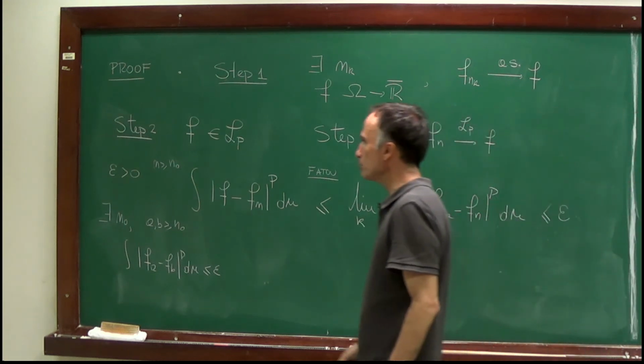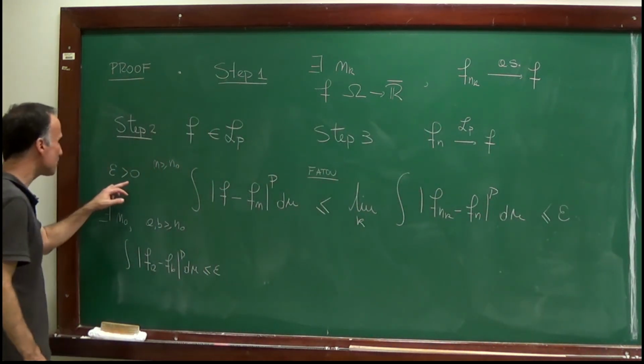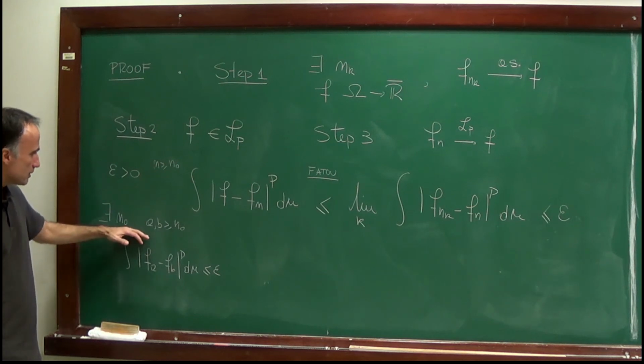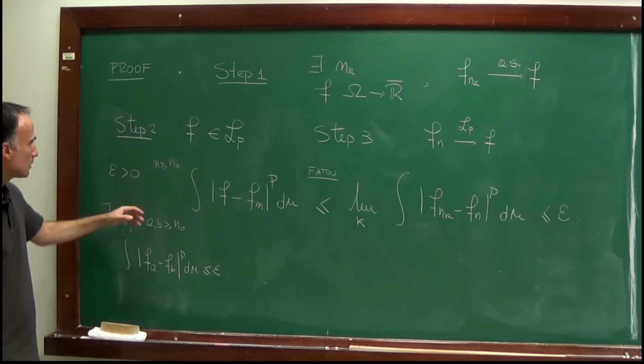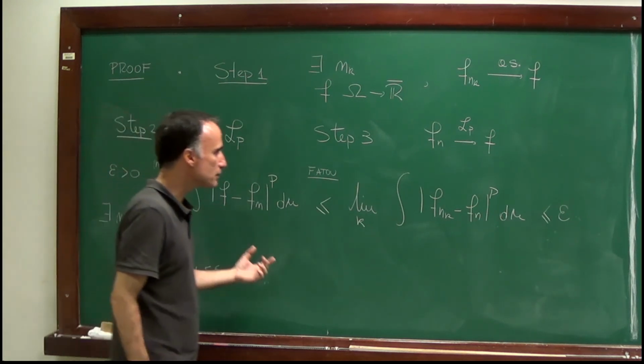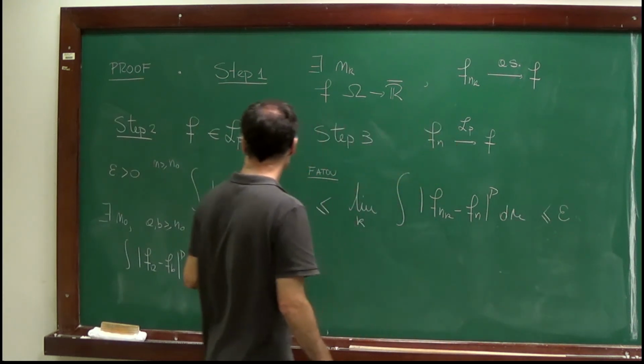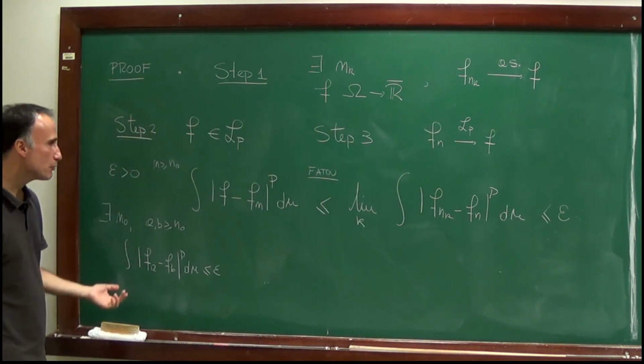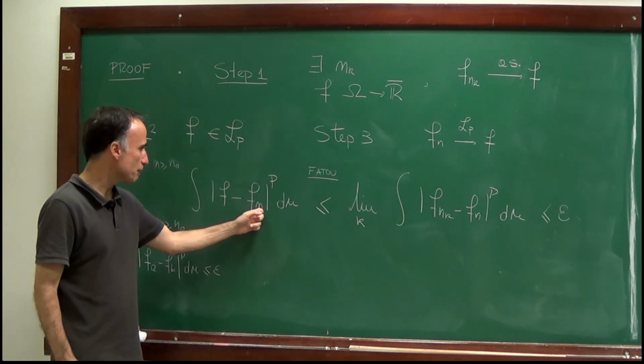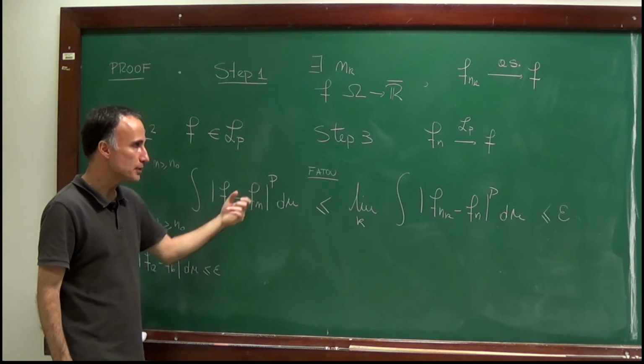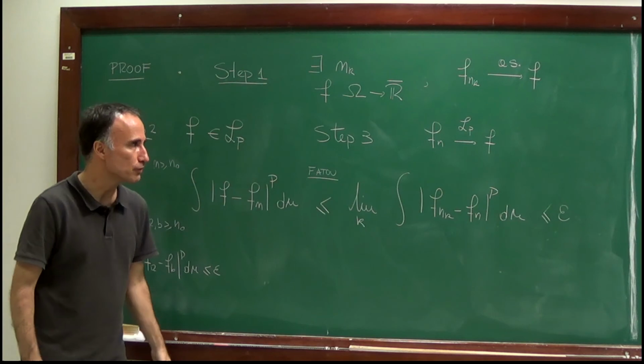So what we proved is that for any epsilon, we can find n0, which is given by the Cauchy property, such that this difference is bounded by epsilon for all n larger than n0, which means that the sequence fn is converging to f in Lp, and this completes the proof of this theorem.